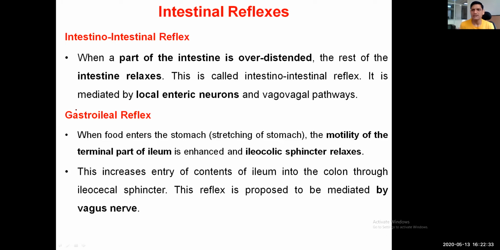When food enters the stomach and it is stretched, the motility of the terminal part of the ileum is enhanced. That condition will relax the ileocolic sphincter. This increases the entry of chyme from the ileum into the colon through the ileocecal sphincter. This reflex is proposed to be mediated by the vagus nerve.